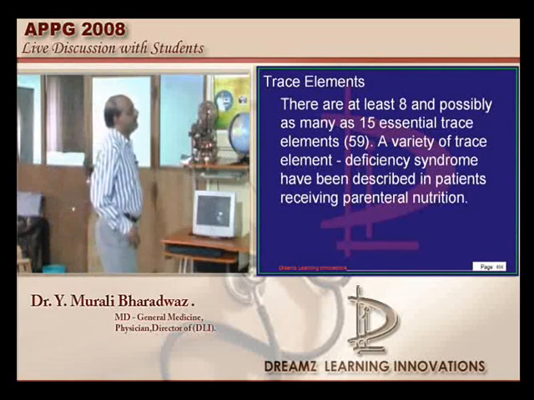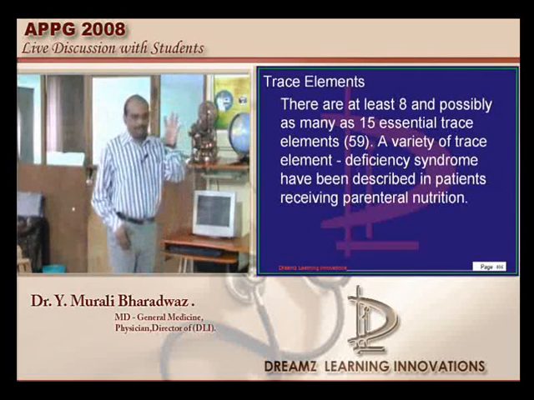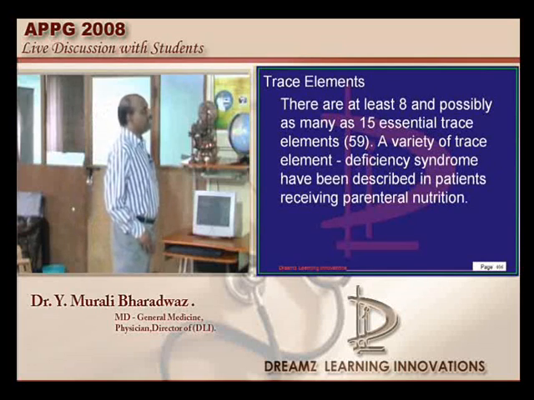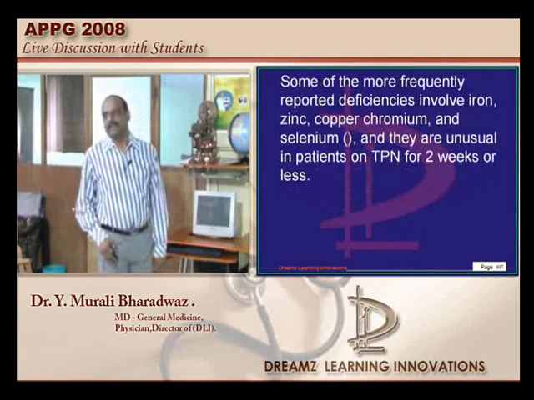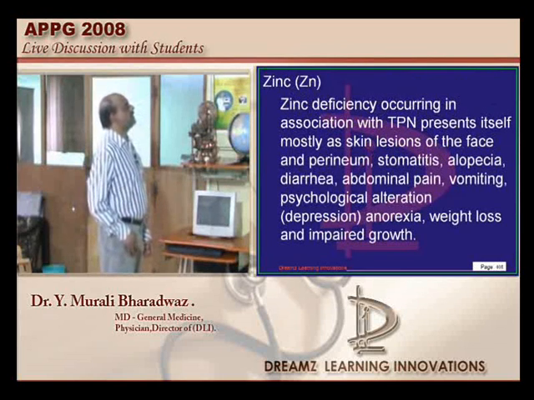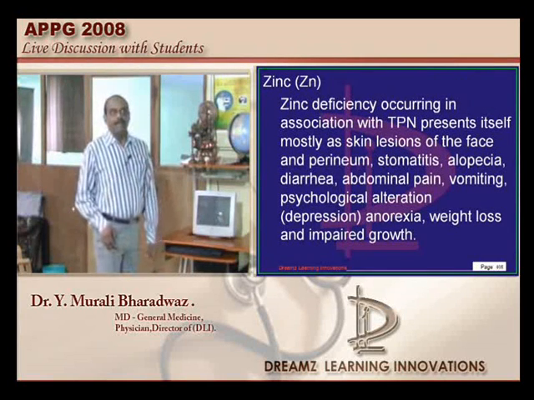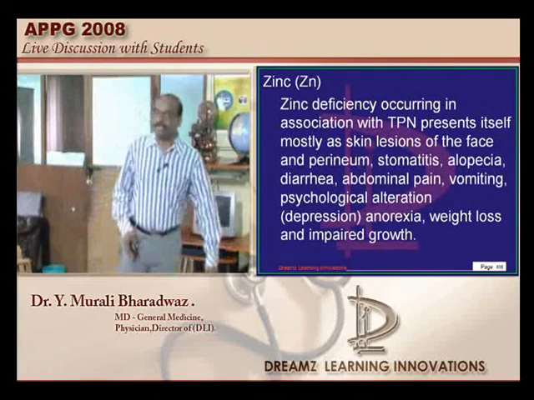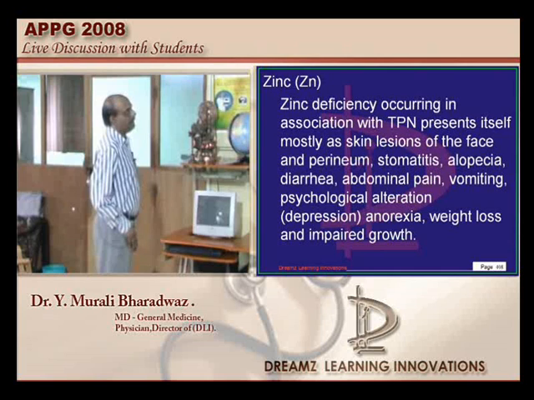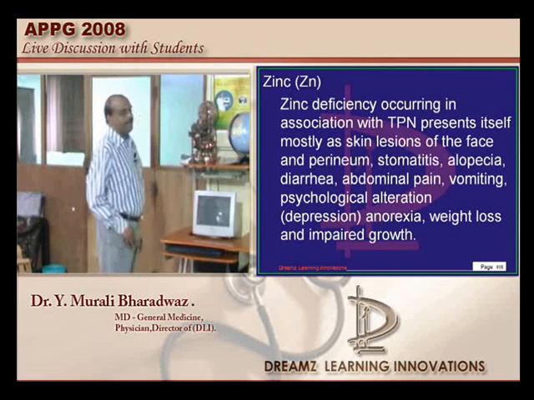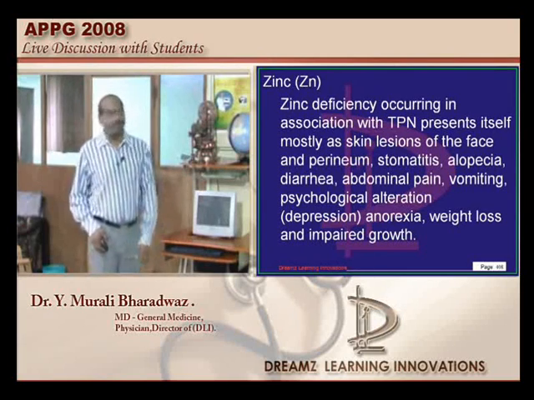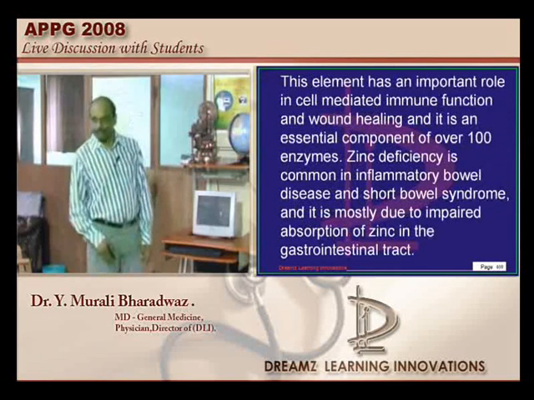But definitely there are 5 important elements which are deficient in TPN patients: iron, zinc, copper, chromium and selenium. They are the ones which are basically deficient, and out of all it is zinc deficiency which is commonly associated with TPN. And when your post-operative patient is on TPN, doctor, how do you know that he has zinc deficiency? He will have alopecia, stomatitis, perineal rash, facial rash. When that is developing, think of zinc deficiency. Was zinc there in the options given, doctor? Very much.